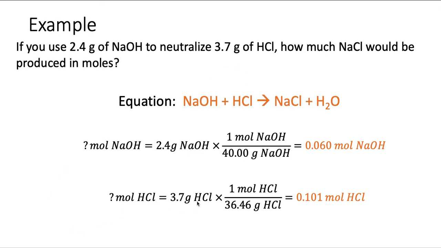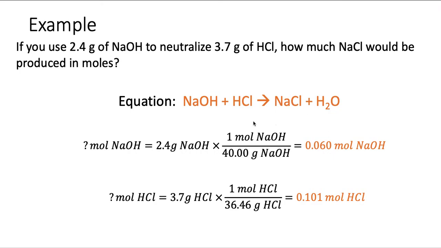Moles of HCl: I start out with the amount of HCl that I'm given, and I know that 1 mole of HCl weighs 36.46 grams. I write my grams at the bottom so that they can cancel with the grams at the top. So the grams cancel, leaving me with moles at the top. If I do 3.7 divided by 36.46, I get 0.101 moles of HCl.